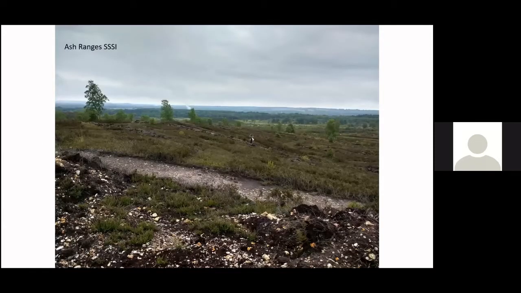I thought I'd just introduce you to those sites. This is Ash Ranges. It's a really, really large bit of Ministry of Defence land. It's not the sort of site that you can just wander onto. It's an active shooting range. There are all sorts of military exercises that take part on it over the year. And when we surveyed it, we could only really get on at occasional weekends and bank holidays.